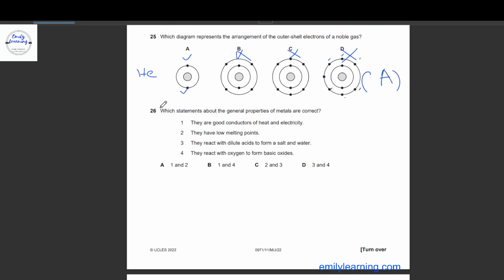Now moving on to question 26, which statement about the general properties of metals is correct? Metals are good conductors of heat and electricity, correct. They have low melting and boiling points, not true. They react with dilute acid to form salt and water, no. In general, metals react with acid to form salt and hydrogen. It is the metal hydroxides or oxides that form salt and water. So 3 is wrong. Metals react with oxygen to form basic oxides. Yes, it's true. In general, they form basic oxides. So 1 and 4 are correct. So 26 is B.